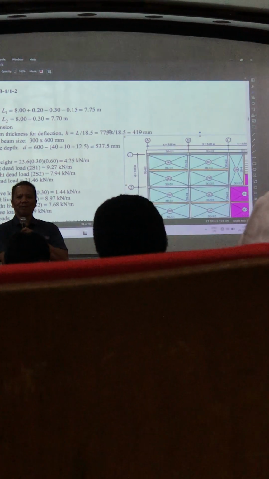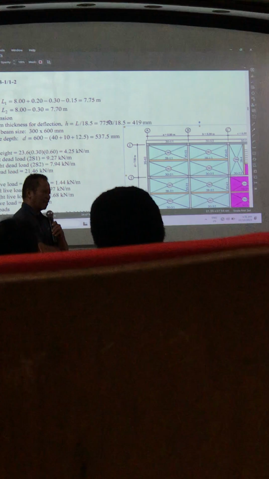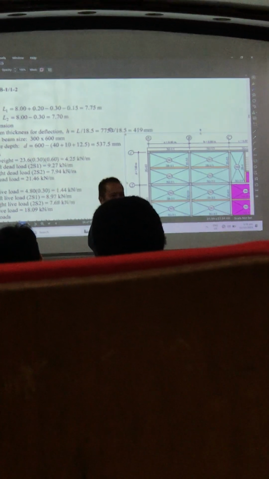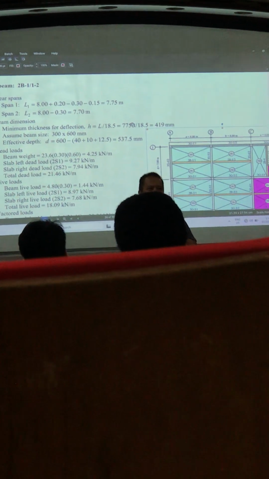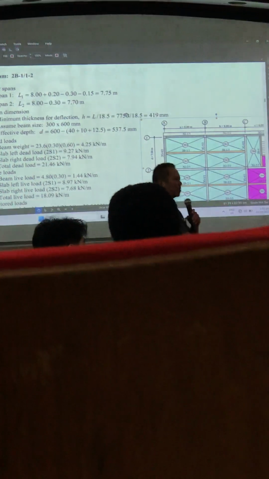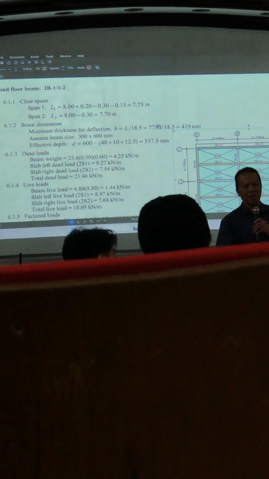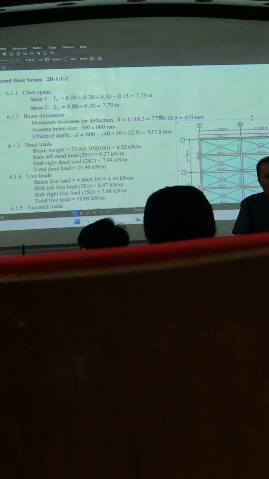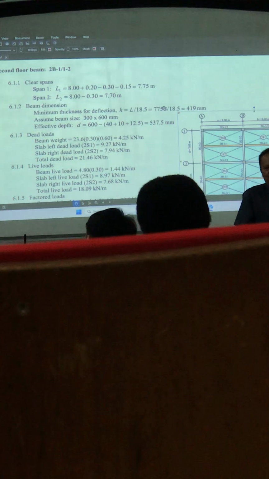Don't be afraid to assume a size. Just assume a reasonable size, not too big and not too small, so that it is clearer for you in your design. But as you gain more experience in designing, then you'll be able to assume a reasonable size.